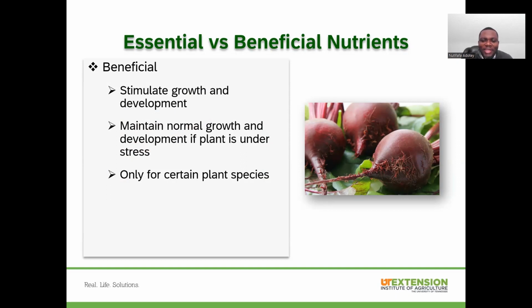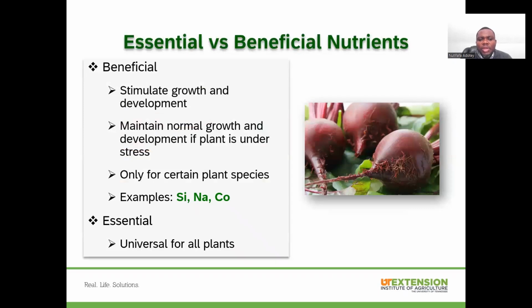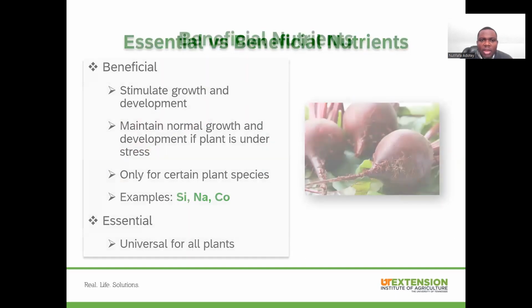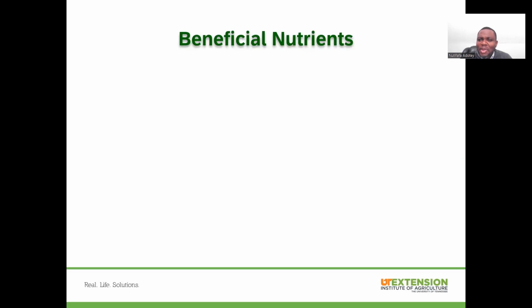And one of the plants that benefits from beneficial nutrients is the sugar beet. It has a lot of benefit from that. Examples of beneficial nutrients: silicon, sodium, and cobalt. So in a nutshell, essential nutrients are universal for all plants, but beneficial nutrients are just for certain plant species. Beneficial nutrients are very important though.